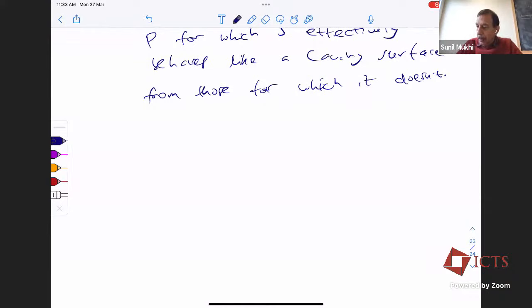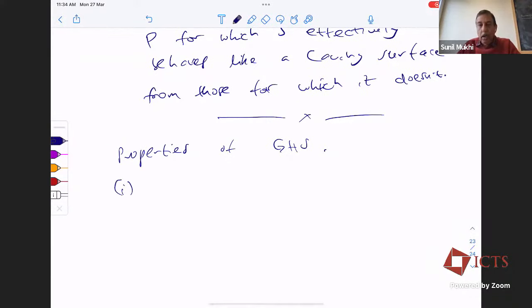And this time, I'm going to talk about some nice properties of GHS, globally hyperbolic spacetimes. Okay. So one, we actually proved a theorem on the way, but we didn't notice it. No closed causal paths. A globally hyperbolic spacetime has no closed causal paths, neither null nor time-like.